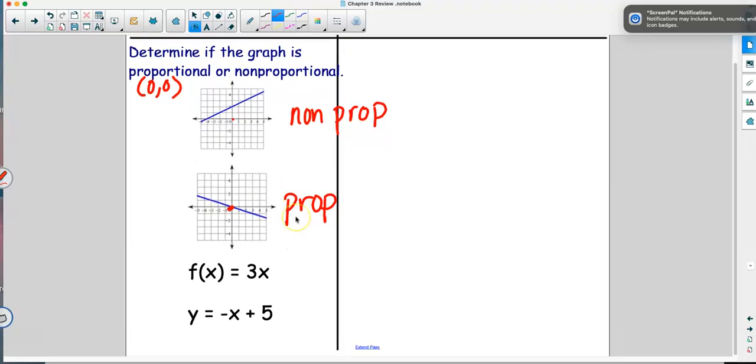When we look at an equation, we're looking for what's adding to it. This would be +0, therefore it is proportional. Whereas this, our y-intercept is 5, therefore it is non-proportional.